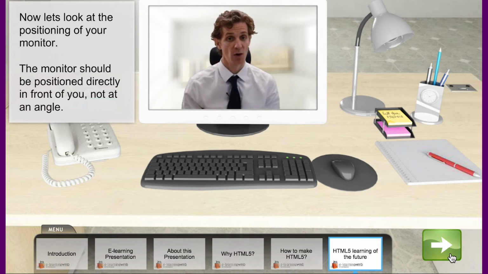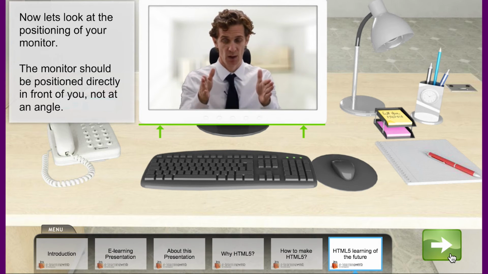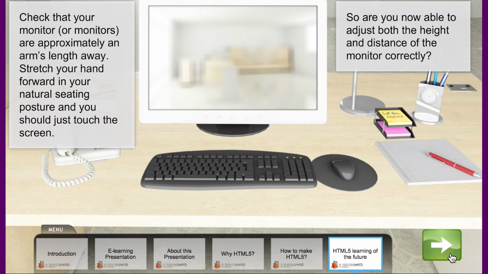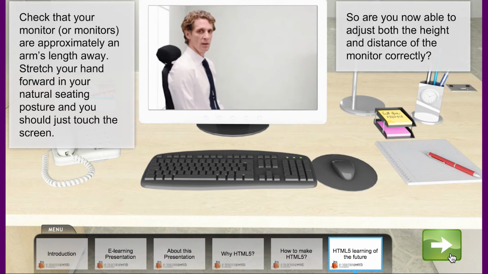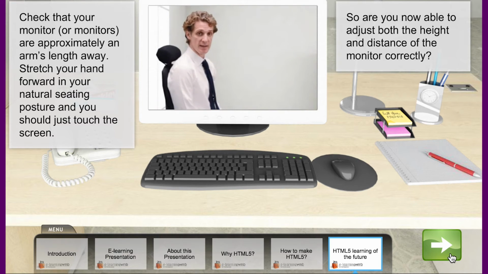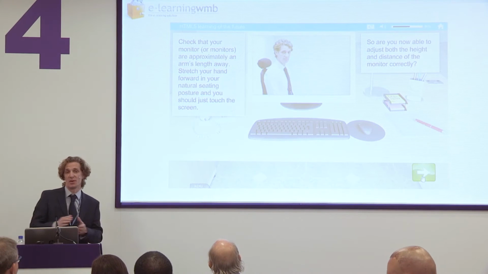Now let's look at the positioning of your monitor. Your monitor should be positioned directly in front of you and not at an angle. Check that your monitor or monitors are approximately an arm's length away. Stretch your hand forward in your natural seating posture, and you should just touch the screen. So are you now able to adjust both the height and distance of the monitor correctly? So this course will take you through setting up a workstation ergonomically.